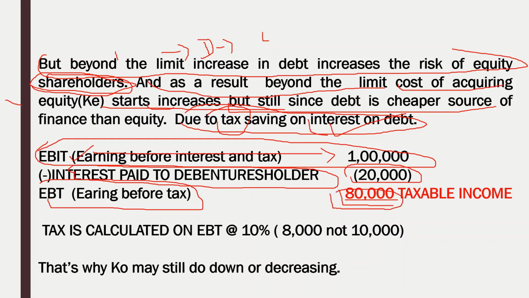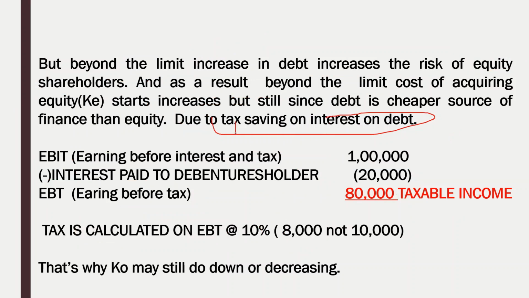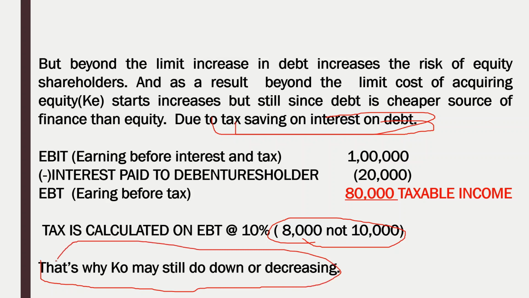Now, this 80,000 rupees is known as the taxable income, because tax is always calculated on EBT. Suppose our tax rate is 10%. Because we have to calculate tax on EBT, not on EBIT, meaning not on 1 lakh but on 80,000, our tax would be 8,000 rupees. But if we had to pay tax on EBIT, then our tax amount would be 10,000 rupees. That's why due to interest on debt, we are saving 2,000 rupees in the form of tax. That's why KO, the overall cost of capital, may still go down, even if we are increasing our debt beyond the limit.